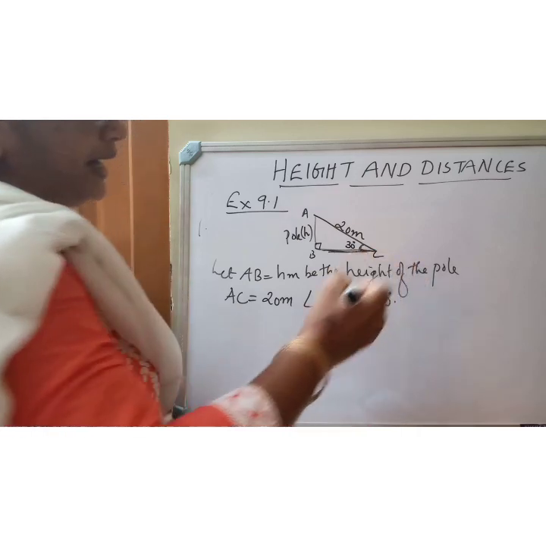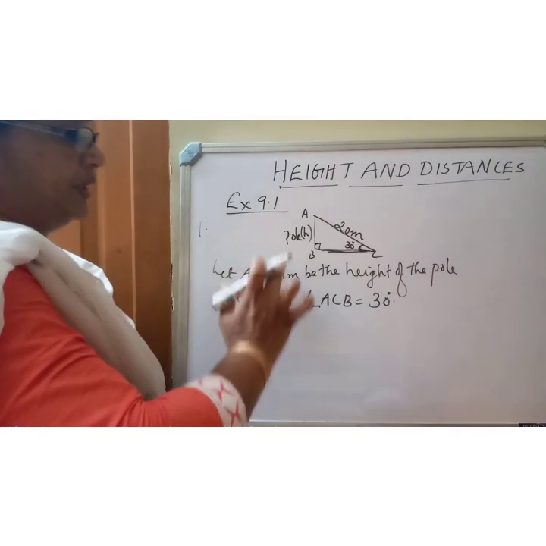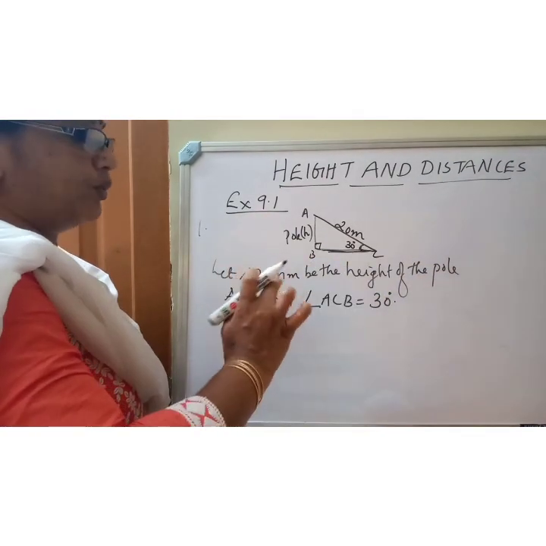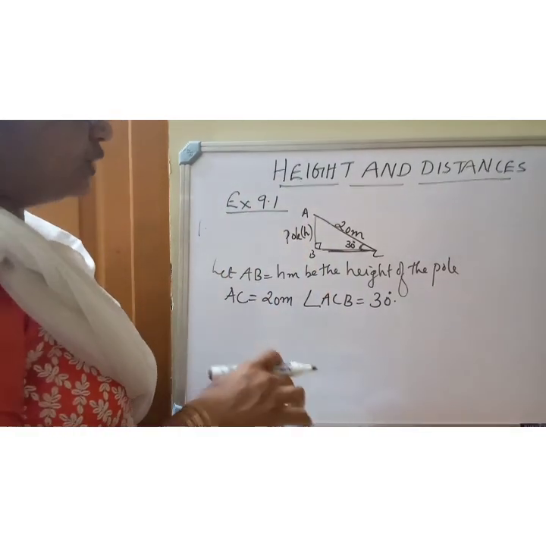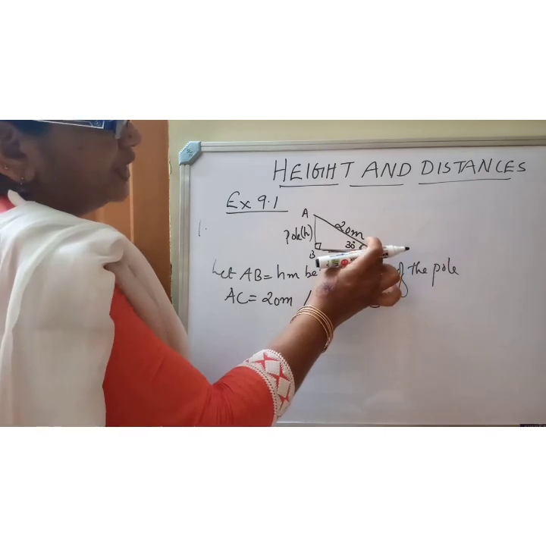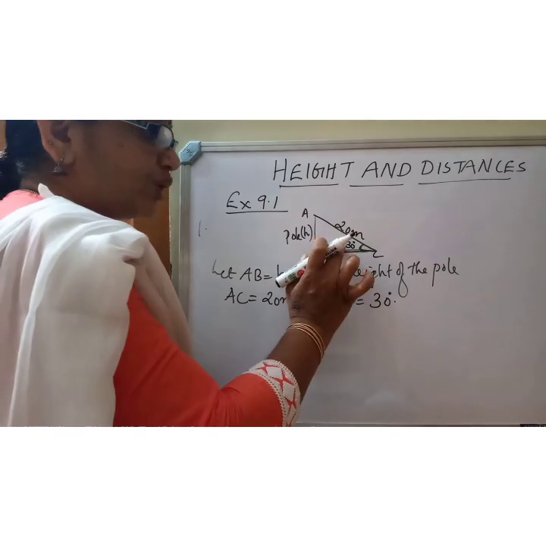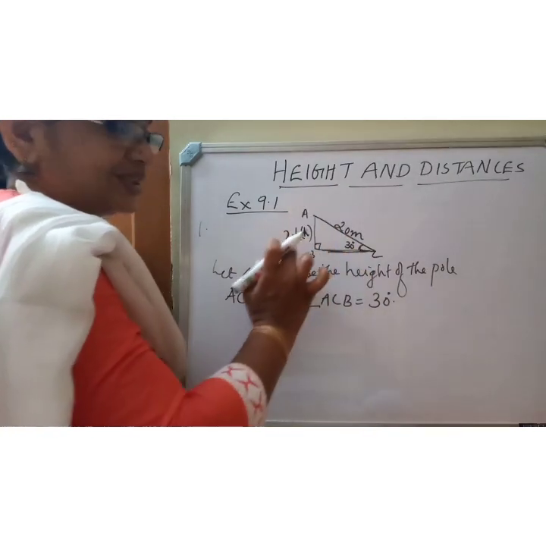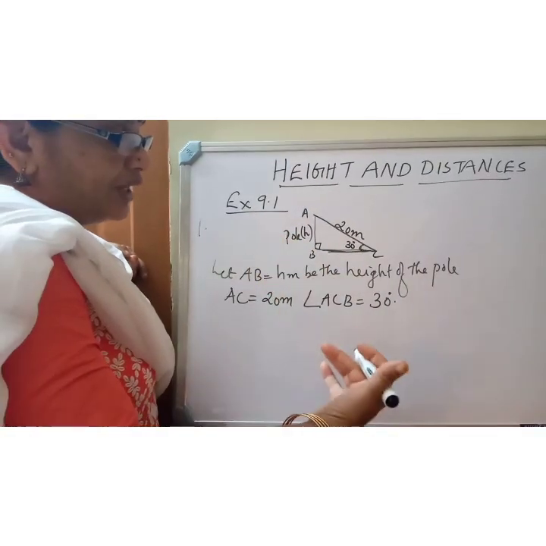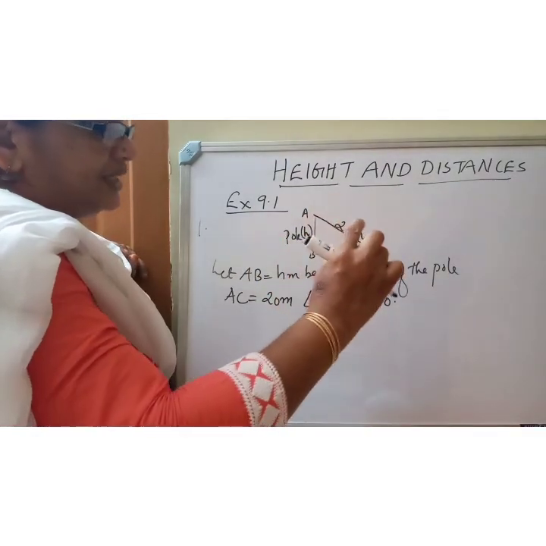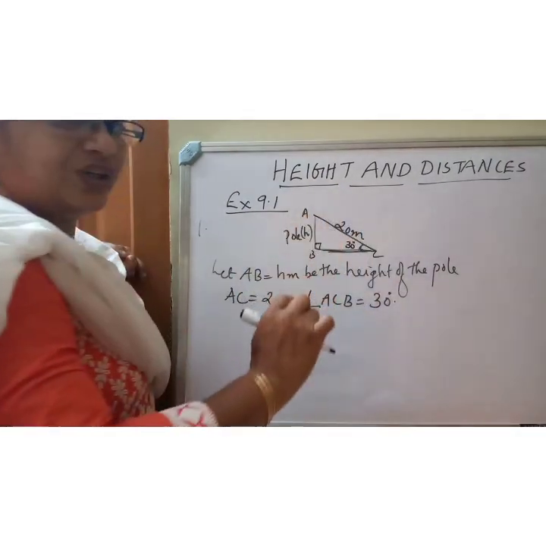Whatever data is given in the question, first you must write it down like this: let AB is equal to h meter be the height of the pole. Only AB, the height of the pole, they ask you to calculate. See, children, this is the angle theta. We have to find the opposite side, because based on this theta, AB is acting as the opposite side, and AC is acting as the hypotenuse. So the trigonometric ratio with opposite side and hypotenuse is needed.